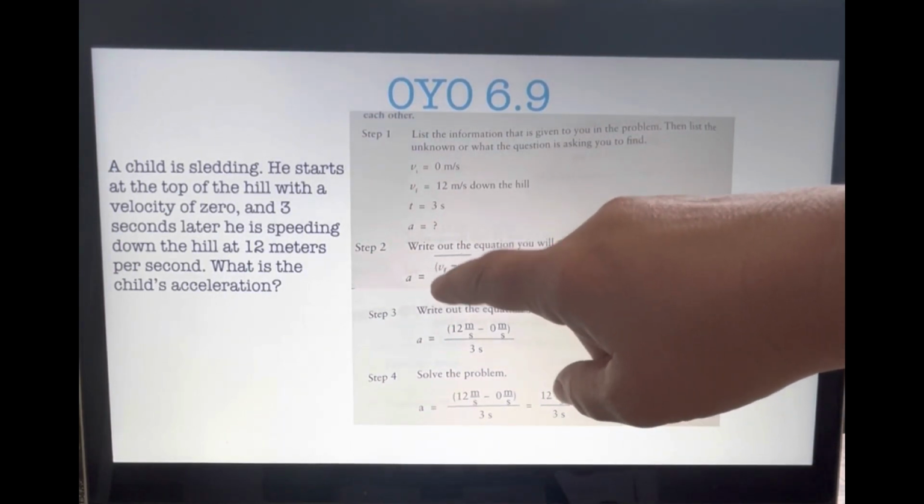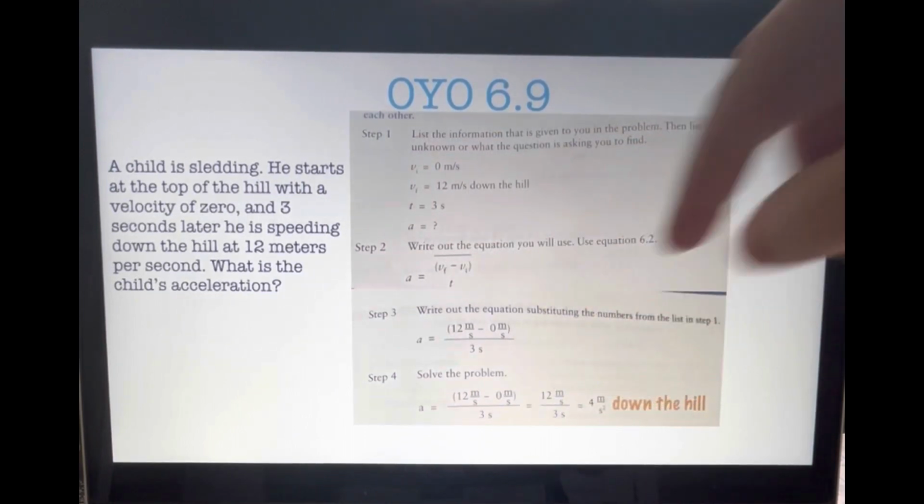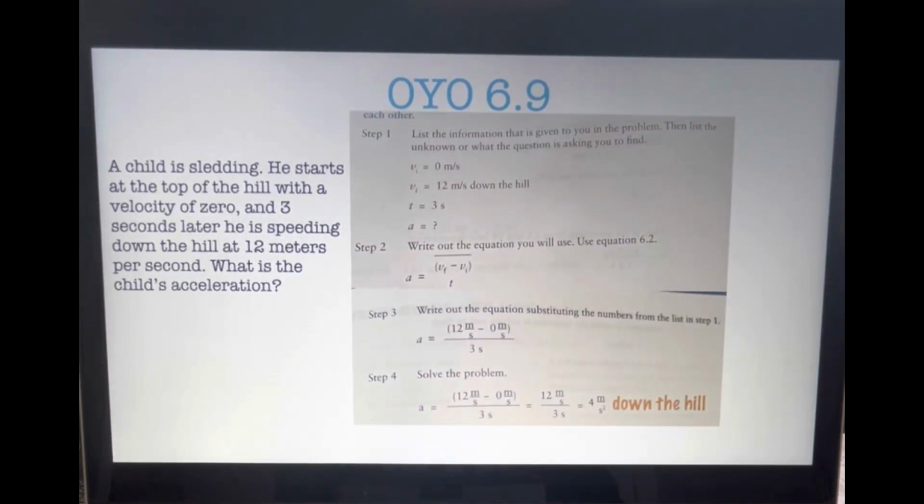We are using the same equation that we've been using. The divided sign should be here. So the final velocity minus the initial velocity divided by time. Step 3, we substituted our numbers in from step 1. And step 4, we solved the problem. 4 meters per second squared. The sled's velocity increased, so the acceleration has the same direction as the velocity. Thus, the acceleration is 4 meters per second squared down the hill.